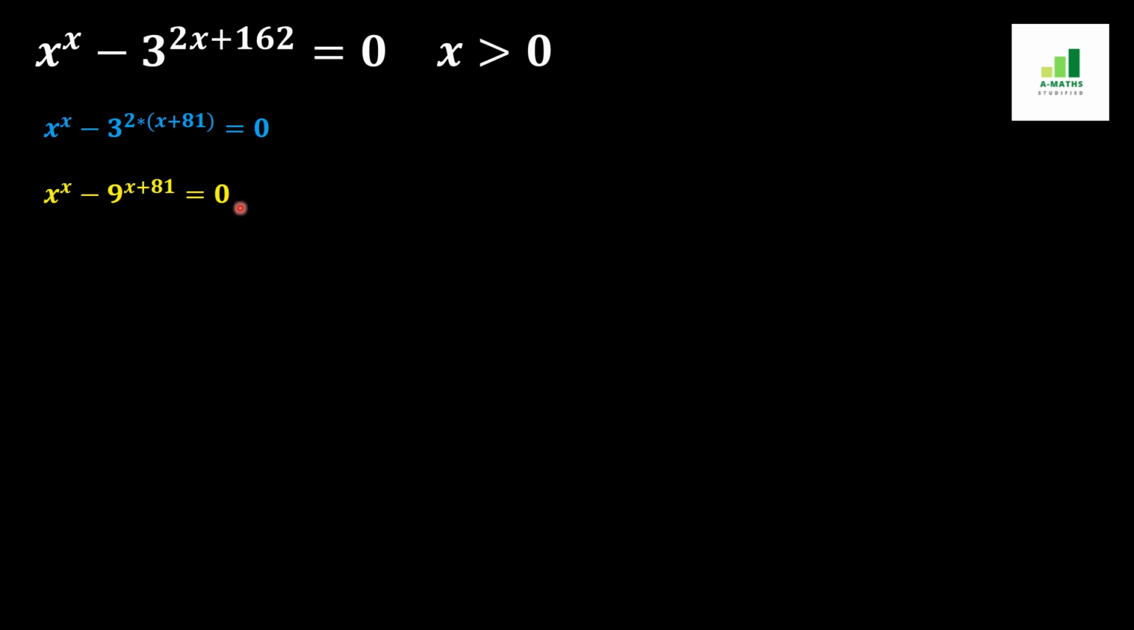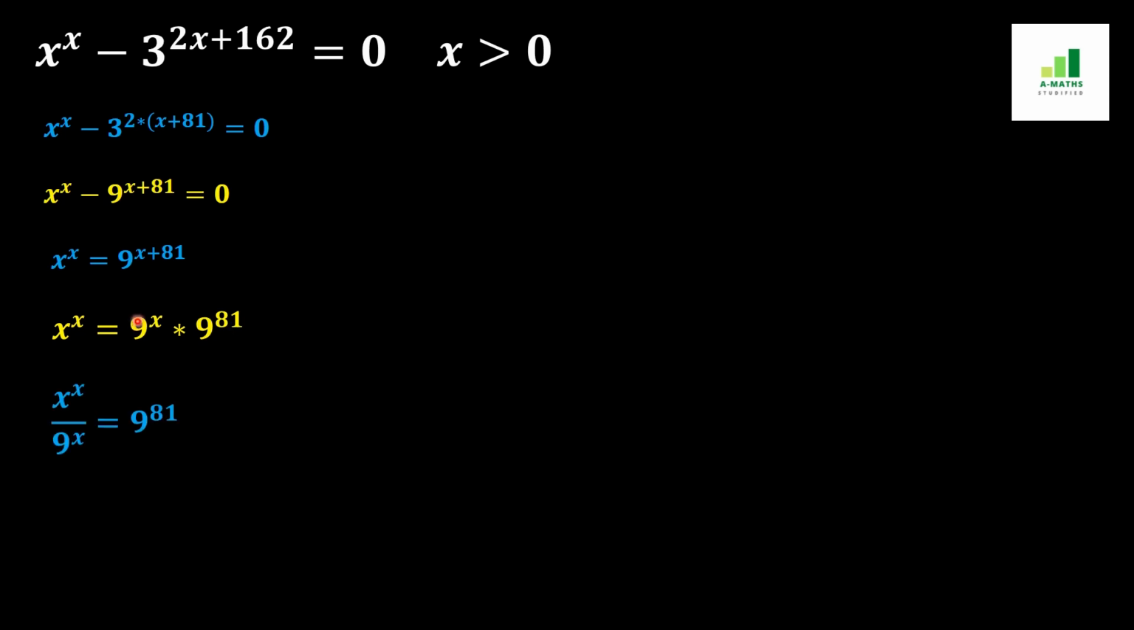Now in the next step, this minus 9 to the power x plus 81 will move to the other side of the equation and convert into plus 9 to the power x plus 81, and the other side of the equation will be equal to x to the power x. Now this 9 to the power x plus 81 can be written as 9 to the power x into 9 to the power 81, because from the basic rule of algebra both powers can be written individually with the same base. So here we apply the same rule, and our new equation is x to the power x equal to 9 to the power x into 9 to the power 81.